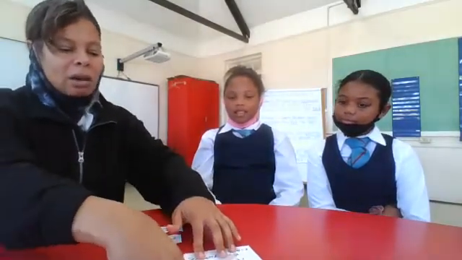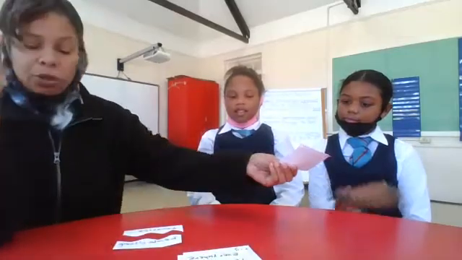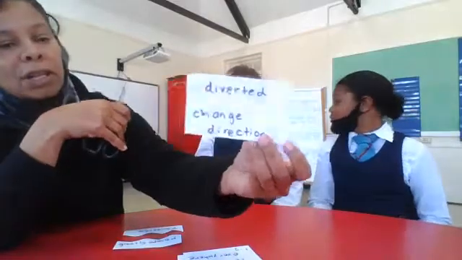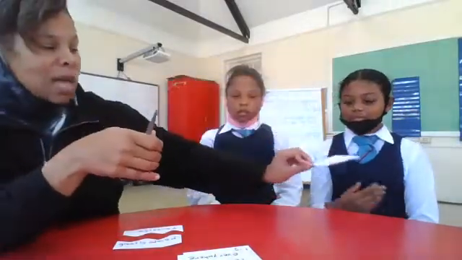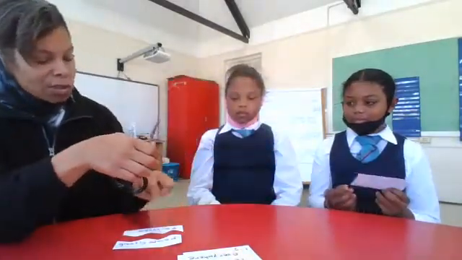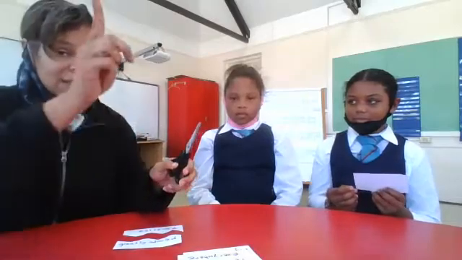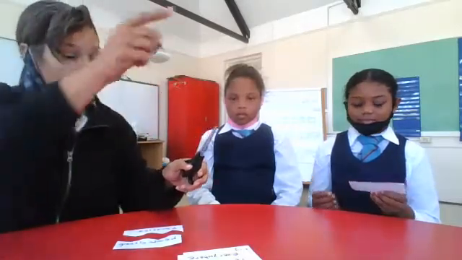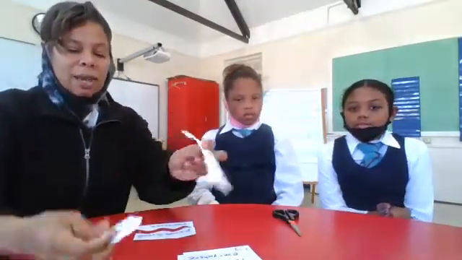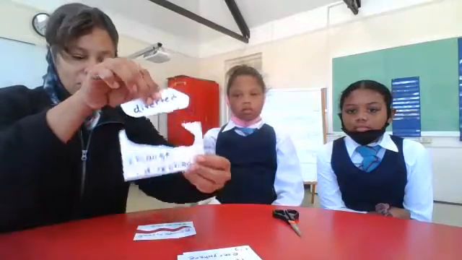Okay, so now I'm going to give a card to Keese, and Keese is going to have to separate the definition diverted from change direction. But she has to make sure that she doesn't do the same pattern I did. So she can either do zigzag, she could do one big swirl, but it has to be different from my pattern. Okay, so this is how Keese separated her words. So it's definitely different from mine, so I'll put hers so she can see both of them.